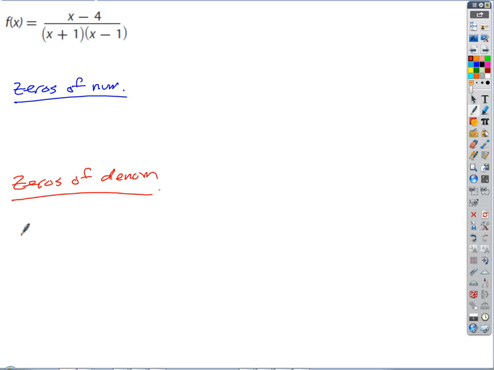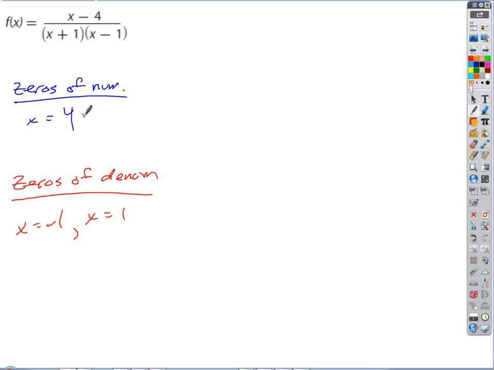So for the denominator, we get zeros at x equals -1, right? That's going to make that one 0. And x equals 1, that makes that one 0. Okay, Brennan, how about the numerator? Where's the numerator equal 0? At +4. Good. So Justin's telling us that the zeros of the denominator give us vertical asymptotes.